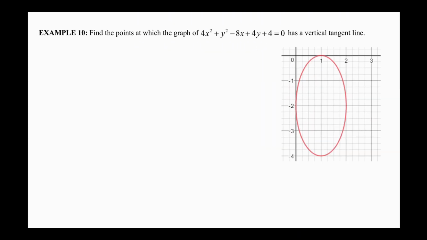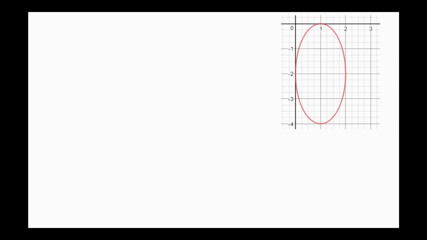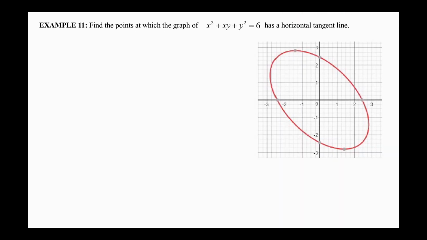Okay, so something we haven't talked about yet, but hopefully it makes sense to you. Let's do number 11 first, because that's the one you're going to see most often. So this is the graph here. It's an oval shape. It's not a function because there are multiple y's for every x. It doesn't pass the vertical line test. So, find the points at which this graph has a horizontal tangent line.